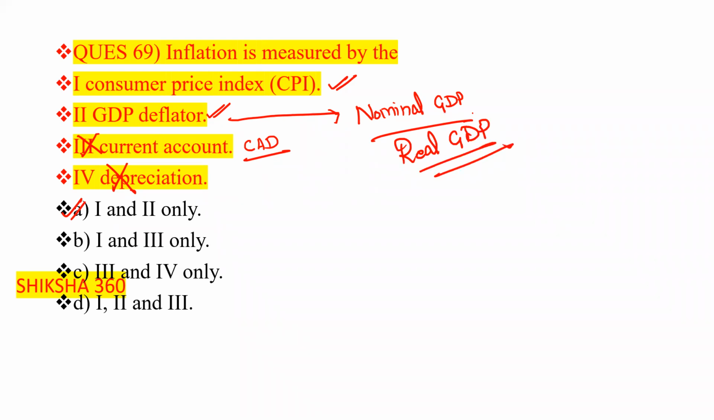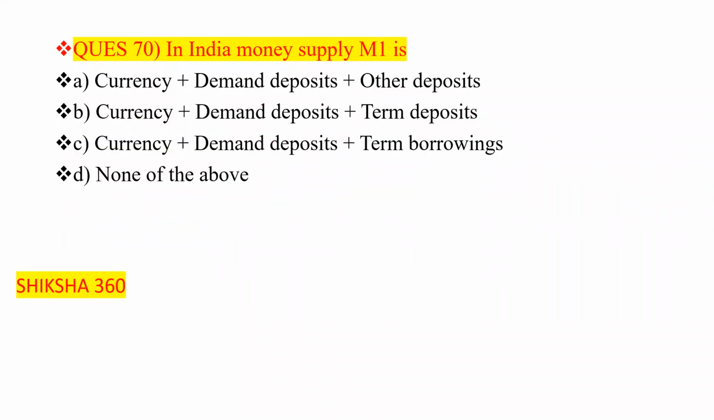Okay, now move to the next question, question number 70. Very easy question. I think we have already discussed this question. In India, money supply M1 is equal to currency plus demand deposits plus other deposits, currency plus demand deposits plus term deposits, currency plus demand deposits plus term borrowings, or option D, none of the above.